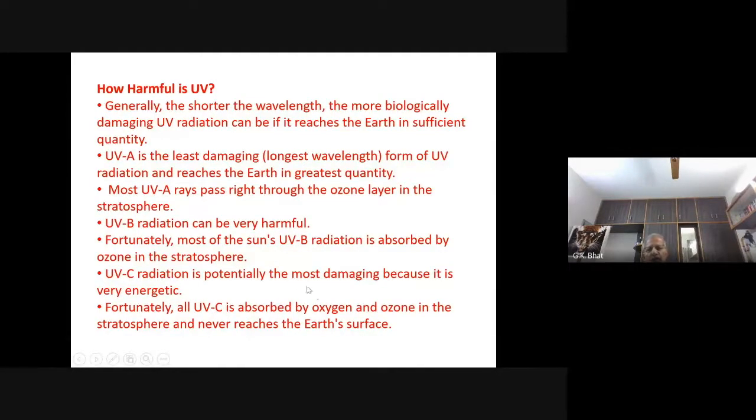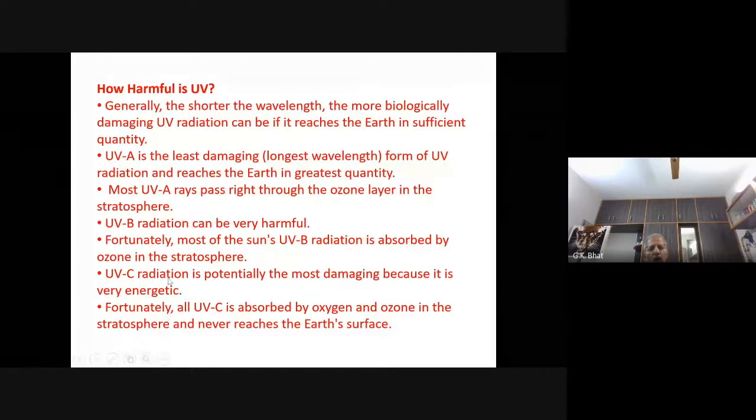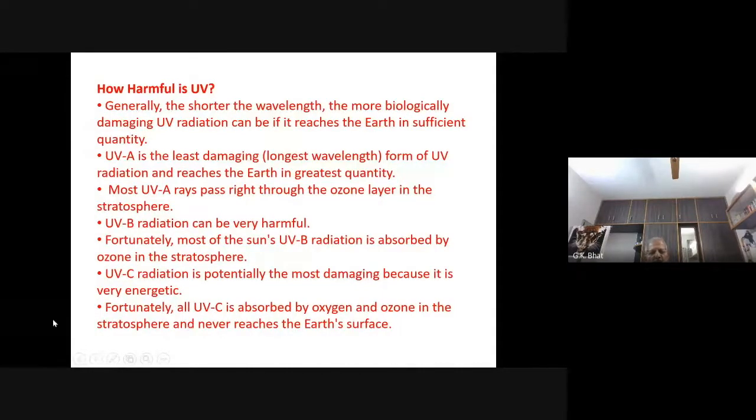UVC radiation is potentially most damaging because it is very energetic. Fortunately, all UVC is absorbed by oxygen and ozone in the stratosphere. Therefore, we always bother about UVB. Because if the ozone layer thickness declines, then UVB and UVC affect the earth. Clear? Understood?